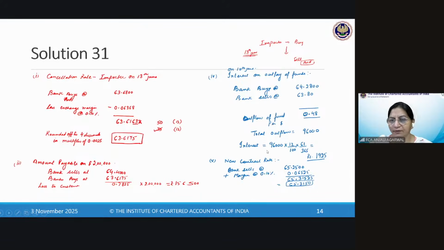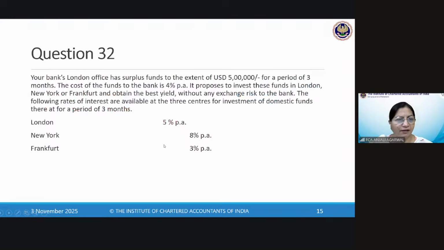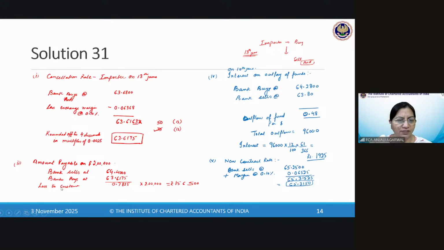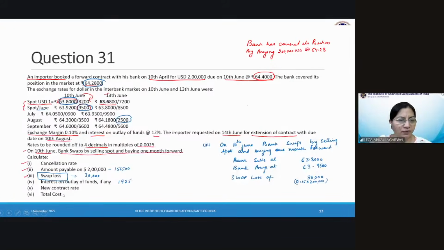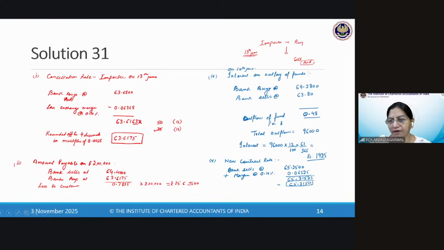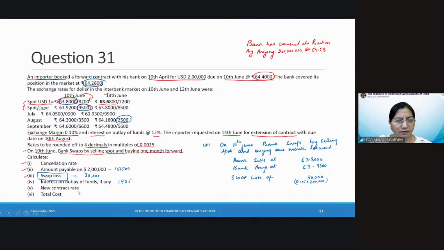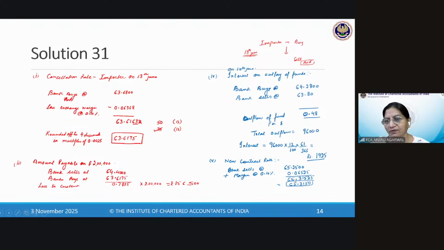Okay, ma'am. And the last part, what is the total cost? So the new contract rate has been arrived at, is it clear? 65.3150. The new contract rate would be 64.25. You wrote 65? Sorry, 64. Okay, so sorry, 64. I have written it wrongly. There will be some slight difference. Let me check.